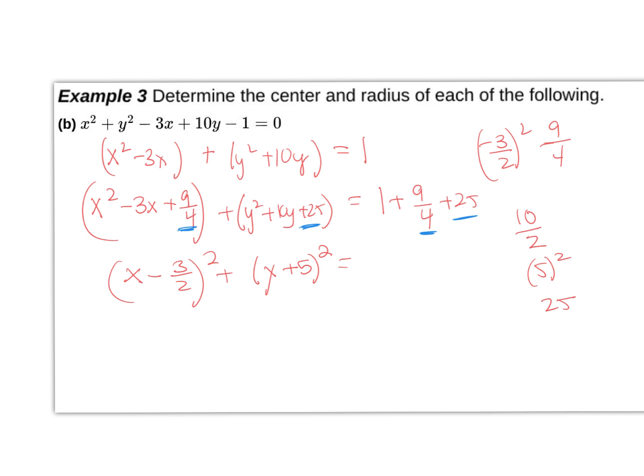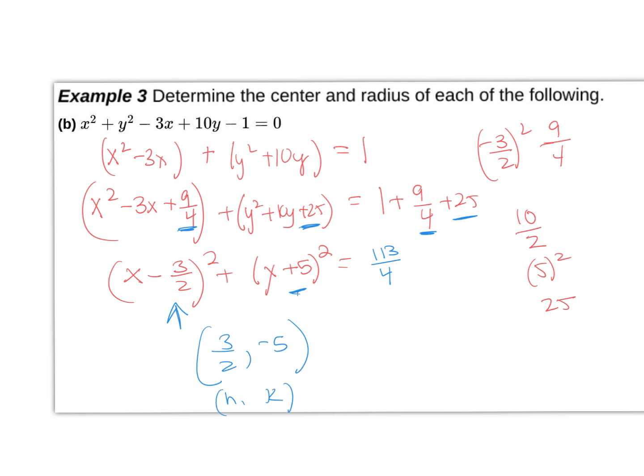So my next step is to add the 1, the 9/4, and the 25. When I do that by making a common denominator of 4, I'm going to end up with 113/4. And so now I can look at this and say that here's the x-coordinate of the center of my circle, and that is going to be 3/2. And the y-coordinate at the center of my circle is going to be -5. So that is my h and my k.